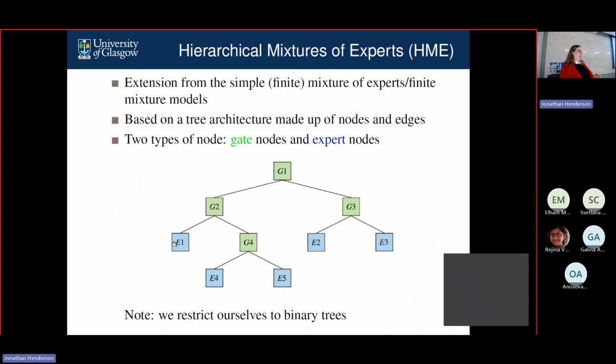Once you hit expert one, you have a particular component density that has a relationship for observations that fall into that leaf, for how we'd model a relationship between the variables there. And the gates are the ones that internally direct you down towards the different terminal nodes or experts.